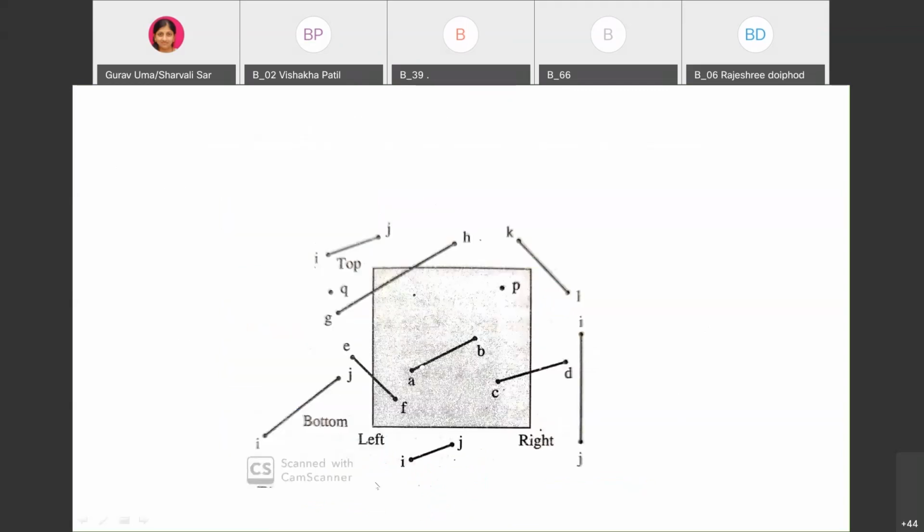So now see, this is one diagram shown. In this diagram, the window is given, and in the window there are some notations marked. See, it is right, left, bottom and top. Now if we are considering the x-axis, then x left and x right. And if we are considering the y-axis, then there will be y top and y bottom.